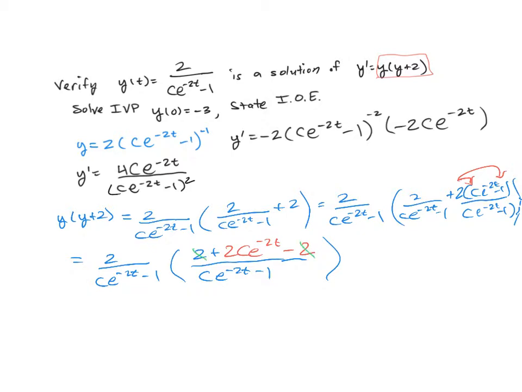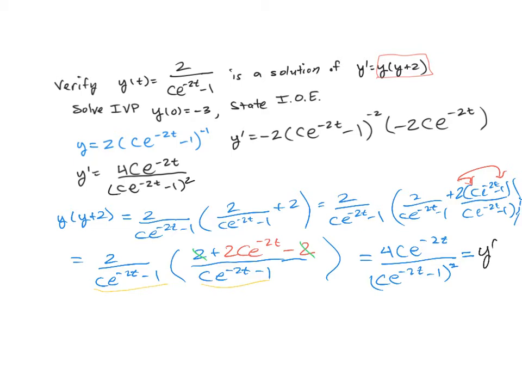And now I can just multiply straight across. When I do that, I'm going to have my 2 times the 2 already there, which is 4c e to the negative 2t. And then down below, of course, when I multiply something times itself, I just get that quantity squared. So that's over c e to the negative 2t minus 1 quantity squared. And now if you look very closely, that is the same thing we got earlier for y prime.